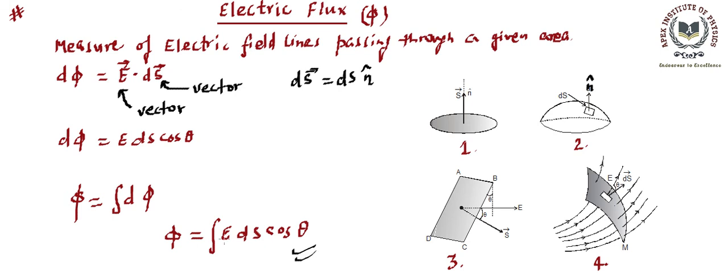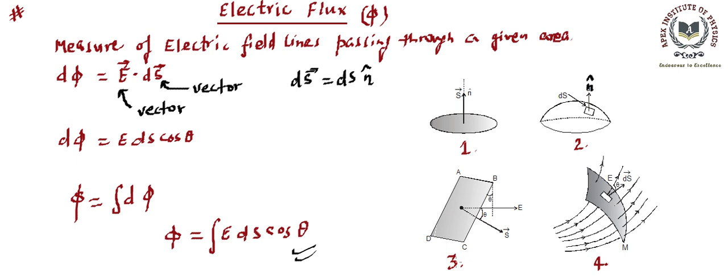Here we have understood E has to be kept as a magnitude, ds has to be kept as a magnitude, and cos theta has to be decided based on the theta. Now theta is the angle between E and ds. So these 3 and 4 pictures will illustrate how we will measure the theta.